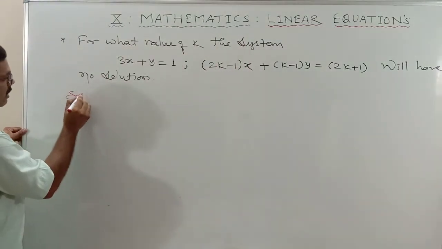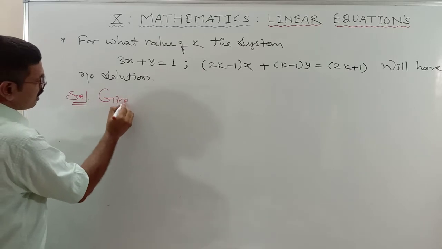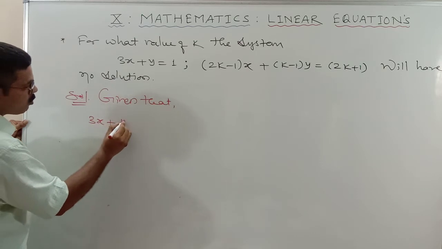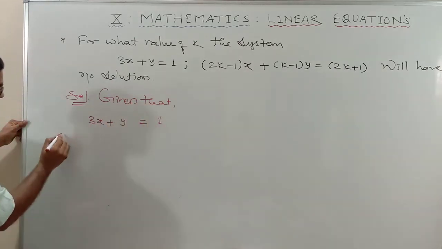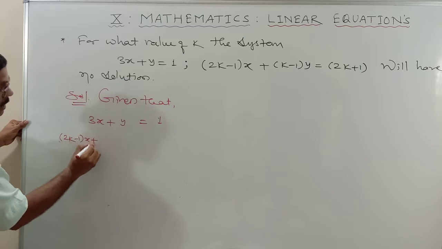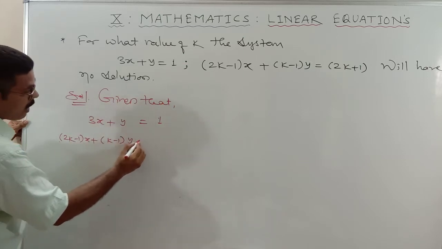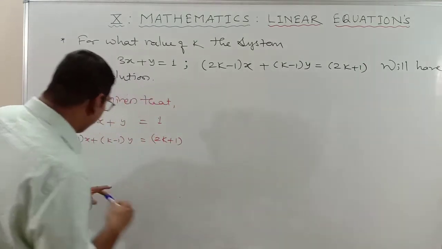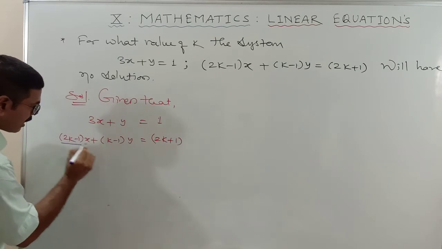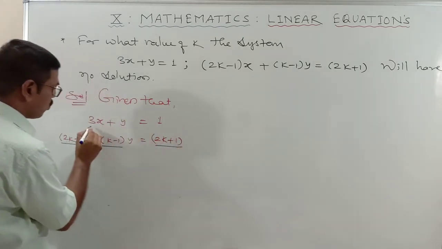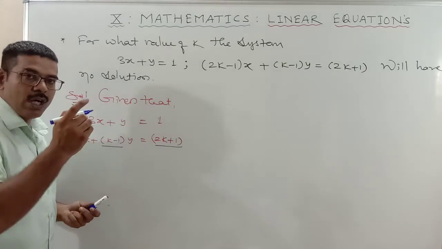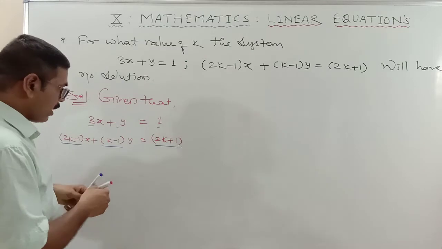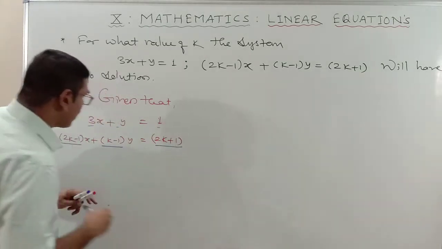What are the given things? We write both the equations exactly: 3x plus y is equal to 1, and (2k minus 1) into x plus (k minus 1) into y is equal to 2k plus 1. You can better understand the coefficient of x is a2; here this is a2, this is b2, and this is c2. Where there is no coefficient, that will be 1. So here we should write what the coefficients are.